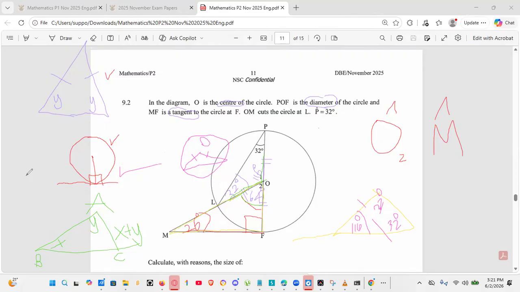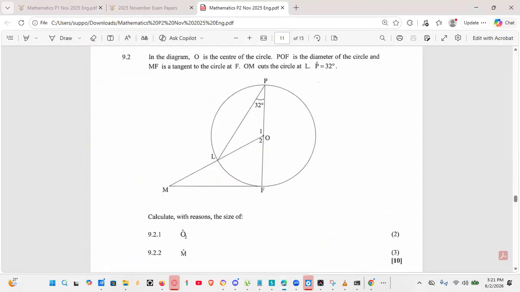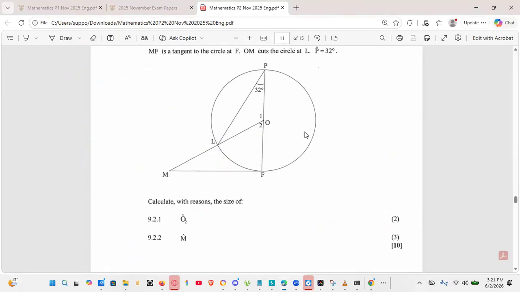So please take your time to analyze the question before you even answer the questions, and make sure that your reasons are written out properly.